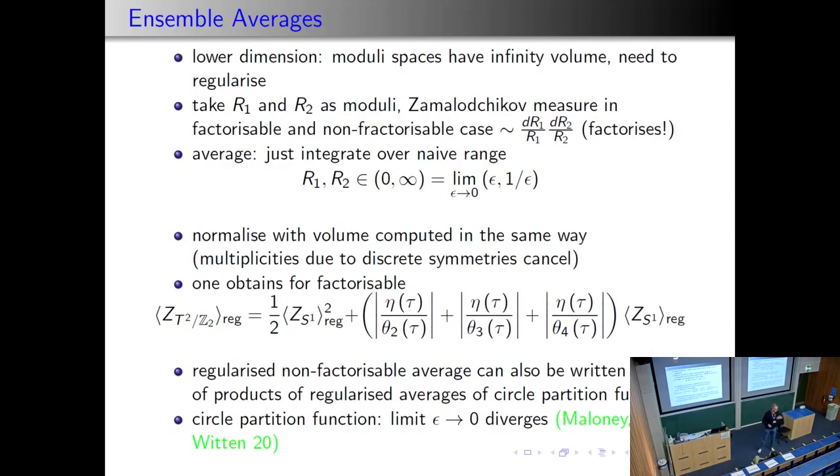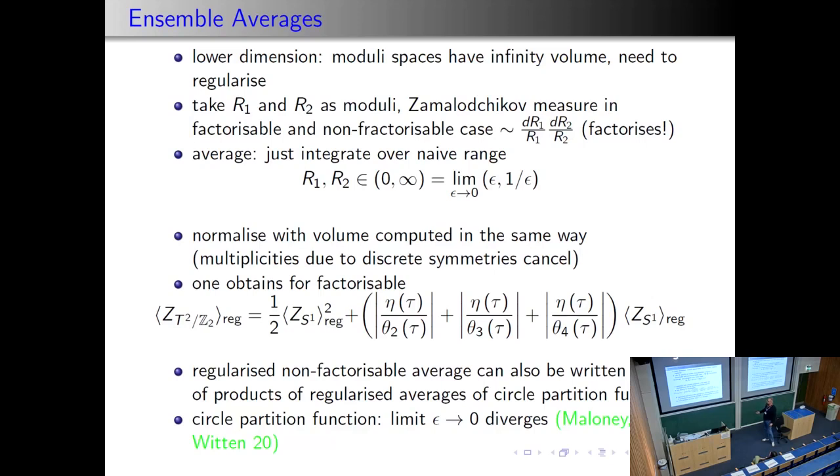So now let's take ensemble averages, but this I can do here only at the formal level because everything diverges. So in the end, I will get some regulated ensemble averages, so that's more to get the pattern. So we will just consider these R1s and R2s in both cases as our moduli, and we will integrate over them. And as an integration measure, you take the Samolodchikov measure, which also factorizes. So it's invariant under replacing R by its inverse, and it factorizes into an integral over R1 and R2. And for simplicity, I will just integrate over the naive range, but that doesn't matter. So this will be a quartic or double cover of the actual moduli space, but if I divide just by the multiplicity, it doesn't really matter.